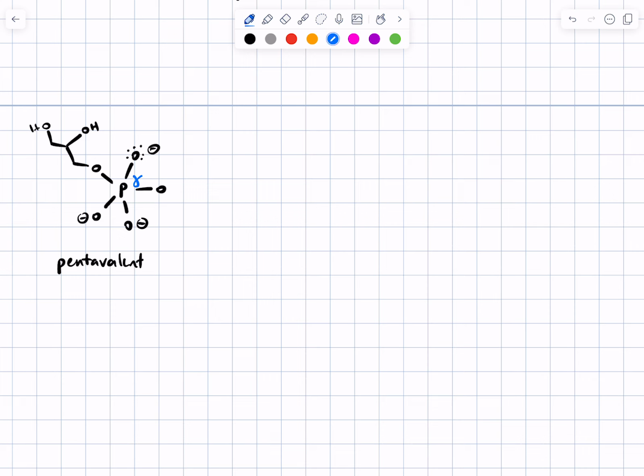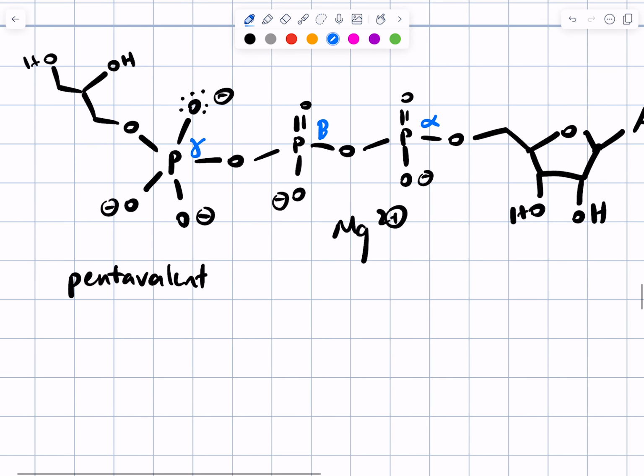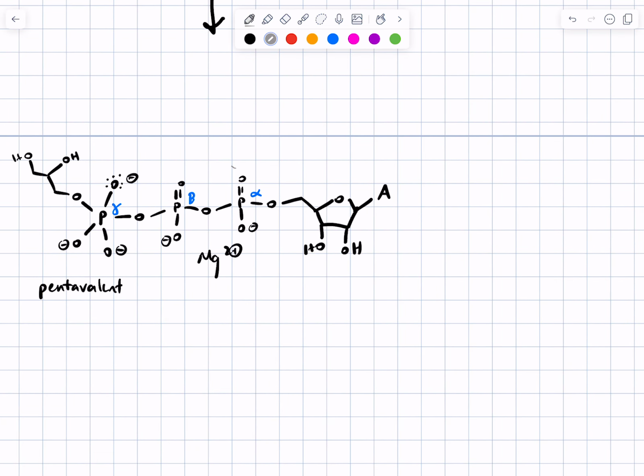This is the gamma phosphorus, and then here's the beta phosphate group and the alpha phosphate group of ATP and the 5' hydroxyl of ribose, and then we'll just abbreviate the base A. Here's your magnesium that's chelating, or binding to, the negatively charged oxygens on the beta and alpha phosphate groups. Then that intermediate is going to collapse. Everything here is going to be a leaving group.